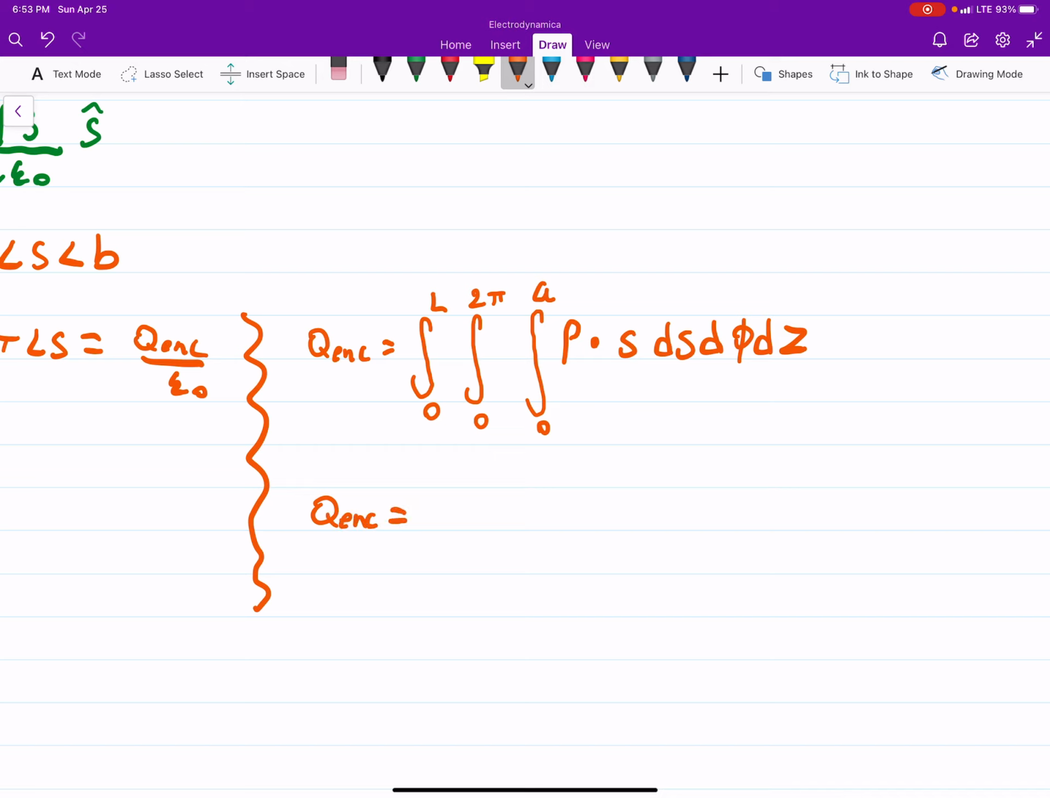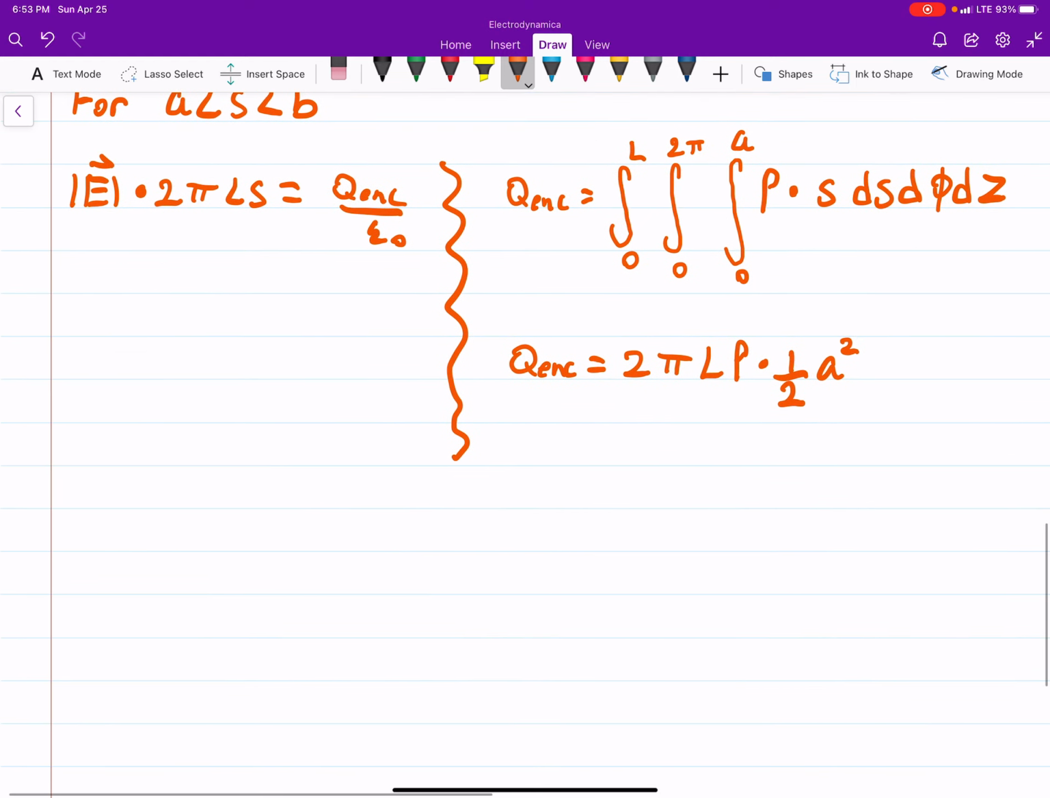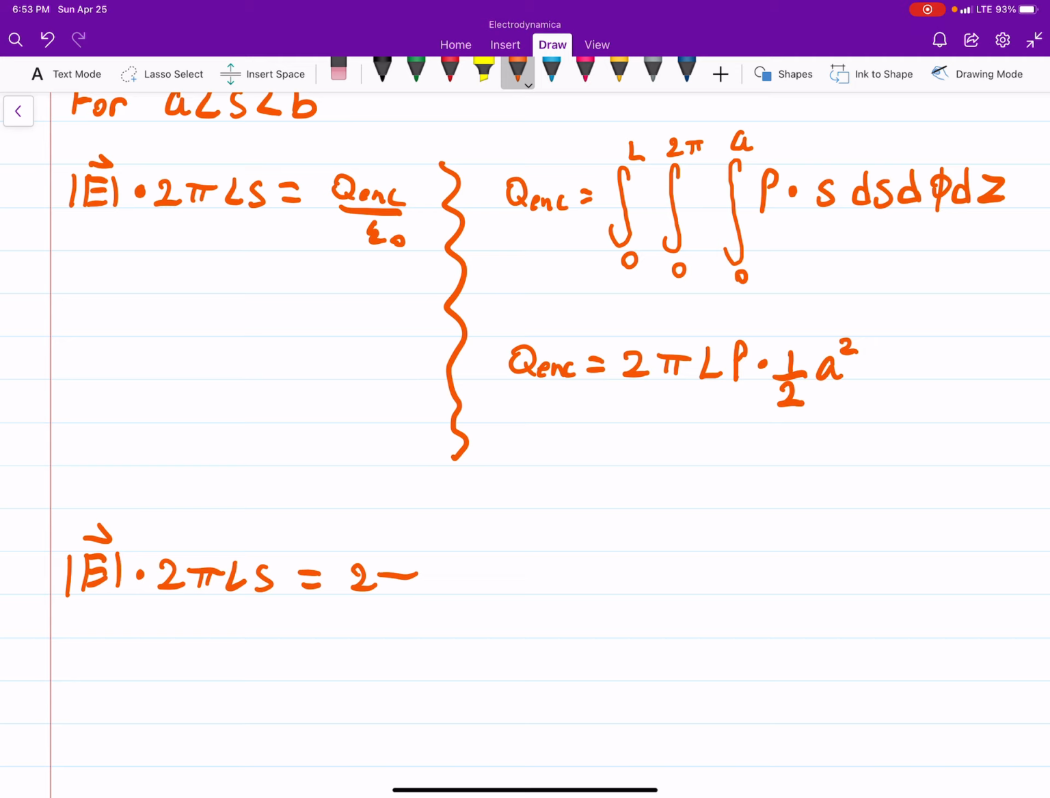So the big trick there is to know the difference for the bounds. You'll still get your 2 pi, your L, basically the exact same thing, only it's a 1/2 a squared now, which does change it. So the magnitude of E times 2 pi L s is equal to 2 pi L rho a squared over 2 epsilon naught.